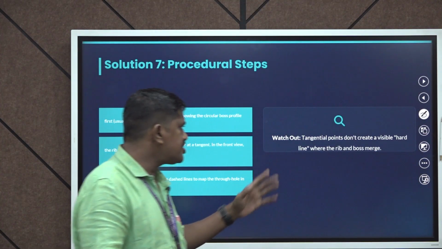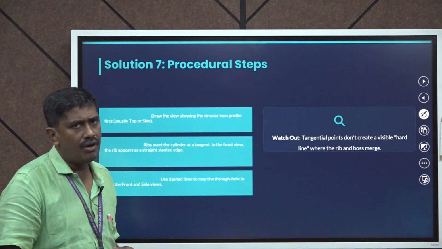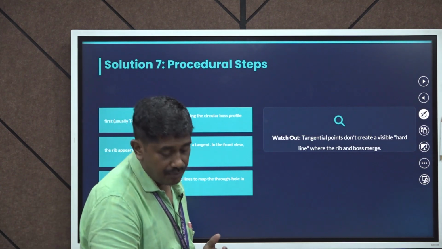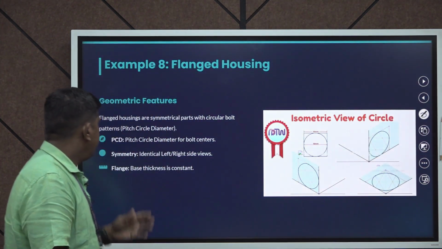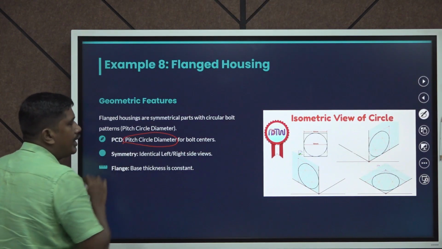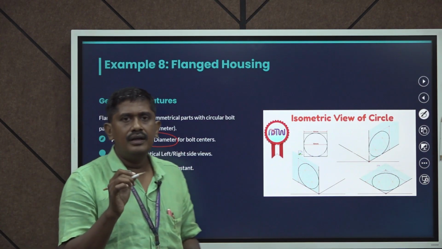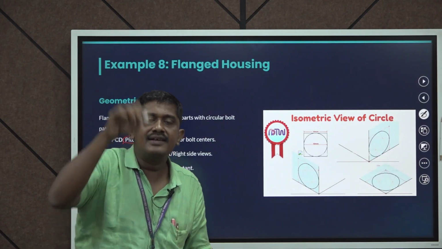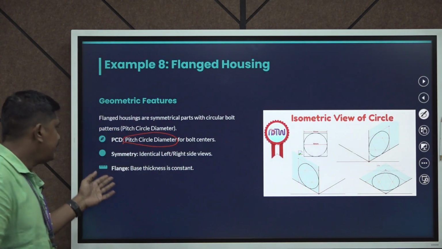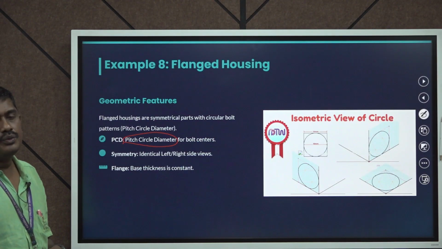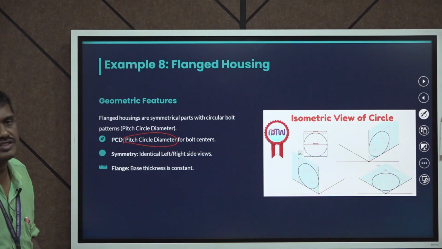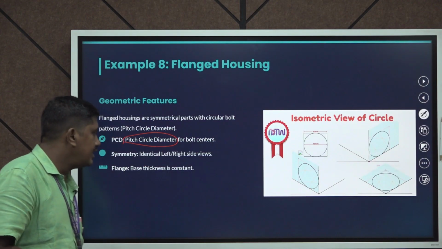Watch out: tangential points don't create visible hard lines where the ribs and bosses merge. And the PCD, what is PCD? A pitch circle diameter. A pattern laid out as a circle is called a pitch circle diameter. And it is symmetric, so the left side and right side views are mostly symmetrical, meaning we never draw both. And the flange base thickness is constant.